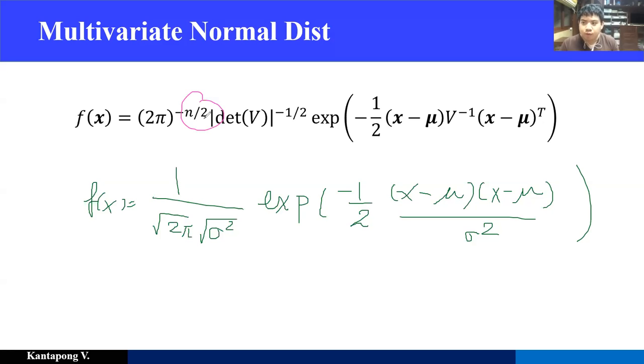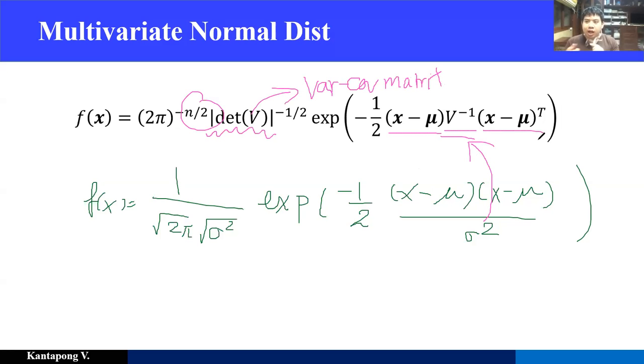And determinant of V, because when we talk about the variance, we talk about the variance covariance matrix, right? V is the variance and covariance matrix. And this one is going to be what? X minus mu, V inverse is 1 over sigma square, right? Times this one. So this one is the concise notation.